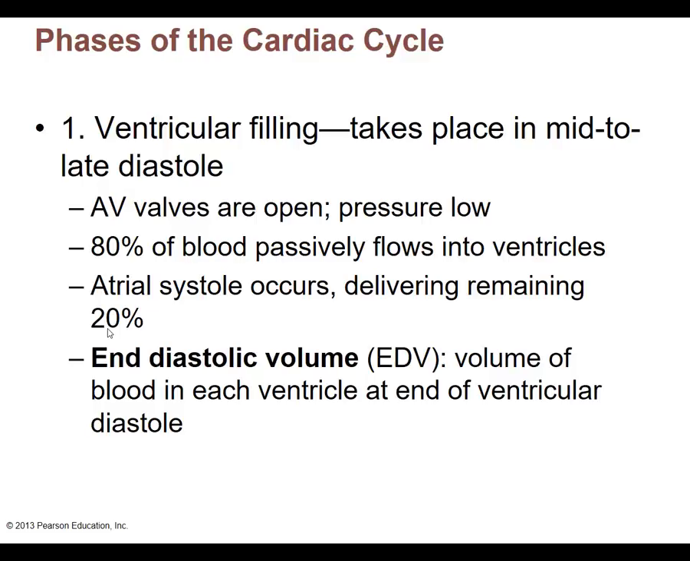Number one is ventricular filling. This takes place in mid to late diastole. Again, relaxing. The atrioventricular valves are open, the pressure is low, and the ventricles are just filling with blood coming from the atria. About 80% of the blood going into the ventricles goes there passively, from a higher pressure in the atria to a lower pressure in the ventricles. Then the atria undergo atrial systole, atrial contraction, and push the last 20% of blood into the ventricles, so we get all the blood from the atria into the ventricles.